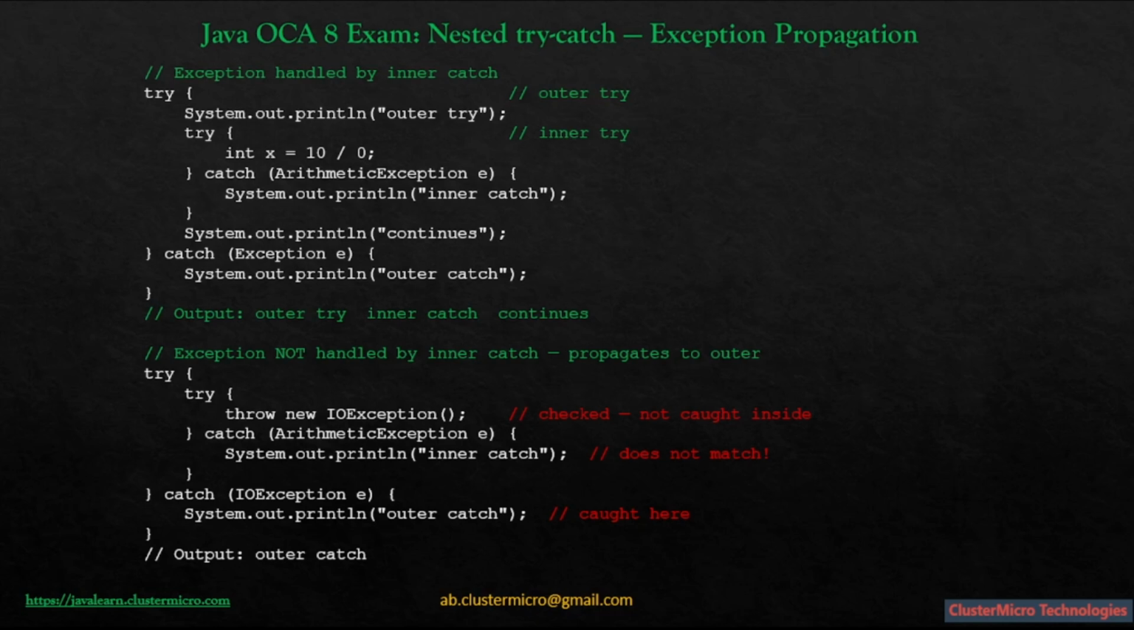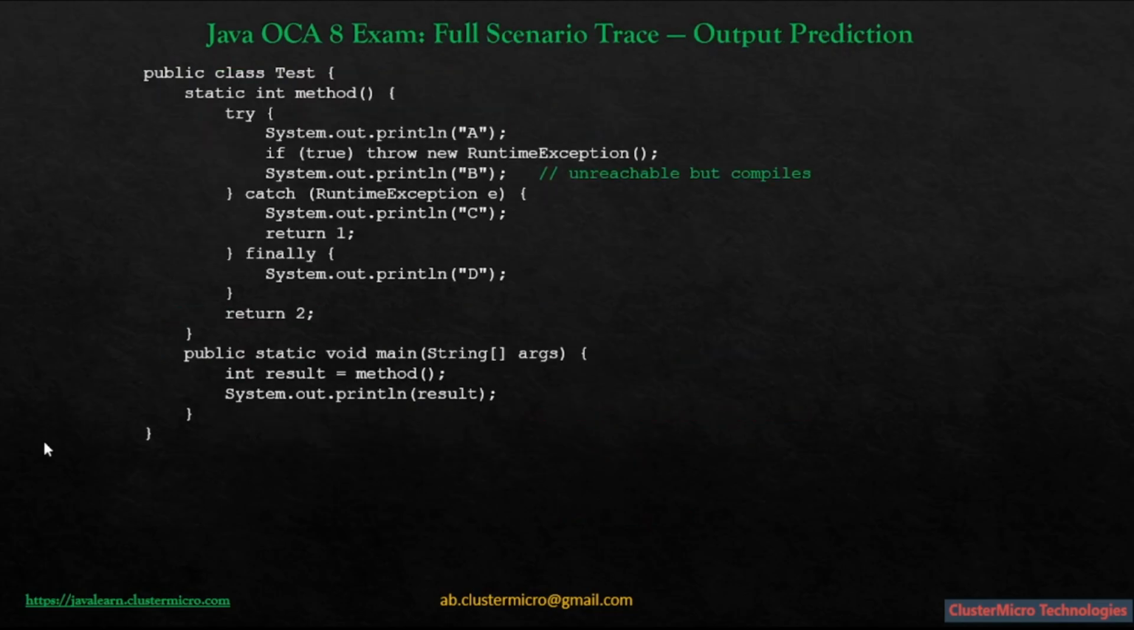Since the inner catch does not match, the exception escapes the inner try entirely. It now propagates outward to the next enclosing try, the outer try. Java checks the outer catch block. It finds catch IOException that matches. So outer catch is printed. And output is just outer catch, one line. The inner catch block never executed because the exception type did not match. Okay. Full scenario trace, output prediction, right?